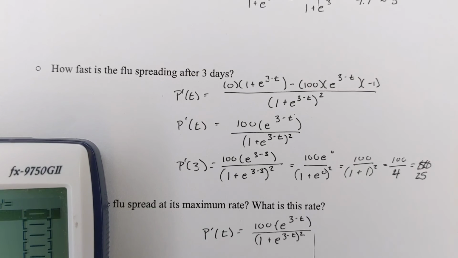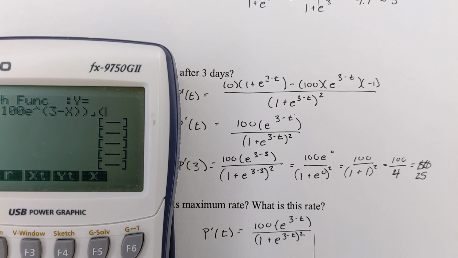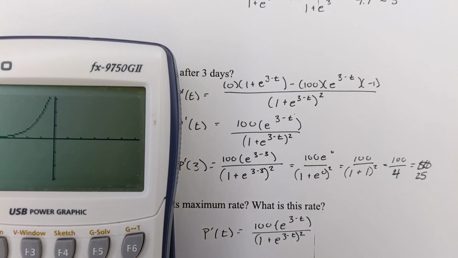I'm going to graph this equation. So I've got, to be careful, 100 e to the 3 minus x, except I'm going to use x instead of t, over 1 plus e to the 3 minus x, squared. Draw. Now let's see here. Zoom out. So you can see in the graph, I've got kind of a peak. Okay, now I can see the top of the peak.